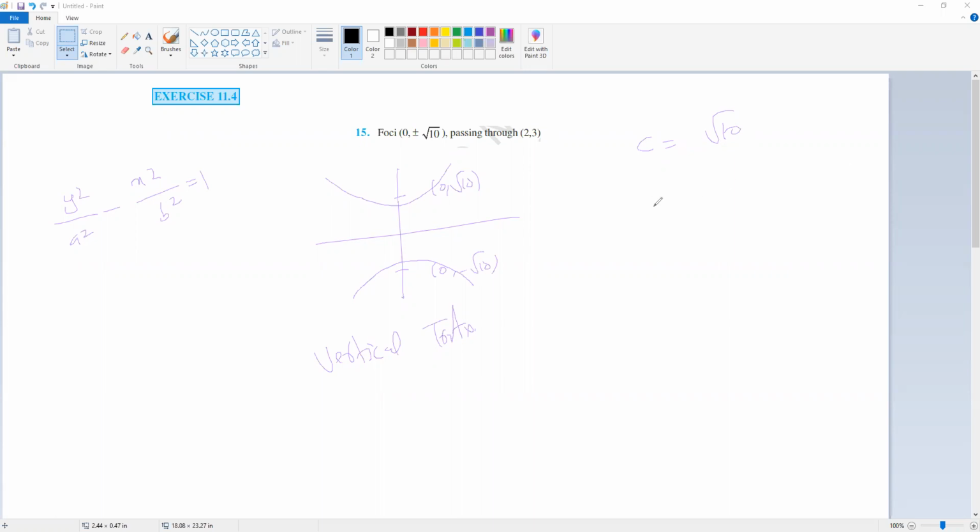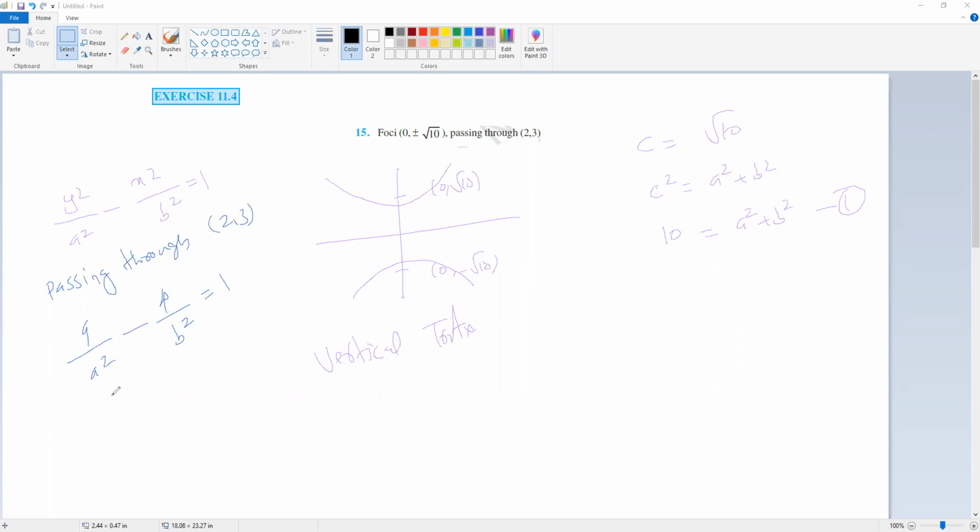Now आपको पता है c square is equal to a square plus b square. So c square is root 10 का square, that is a square plus b square. So this information we have. अभी this is passing through 2, 3. So क्या होगा, equation satisfy करेगा. So y square, 3 square is 9 by a square, minus x square, 2 square is 4 by b square is equal to 1.